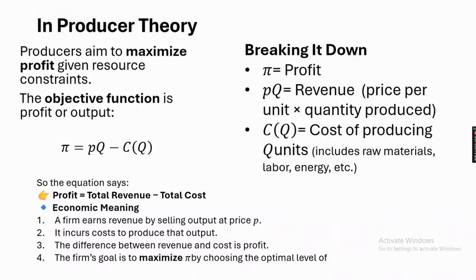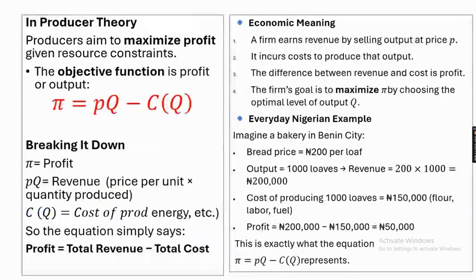Producers face a similar challenge, maximizing profit given resource constraints. The profit function is pi equals PQ minus C of Q, where PQ is revenue and C of Q is cost. Profit equals total revenue minus total cost. Firms earn revenue by selling output at price P and incur costs to produce it. Their goal is to choose the output level Q that maximizes profit.